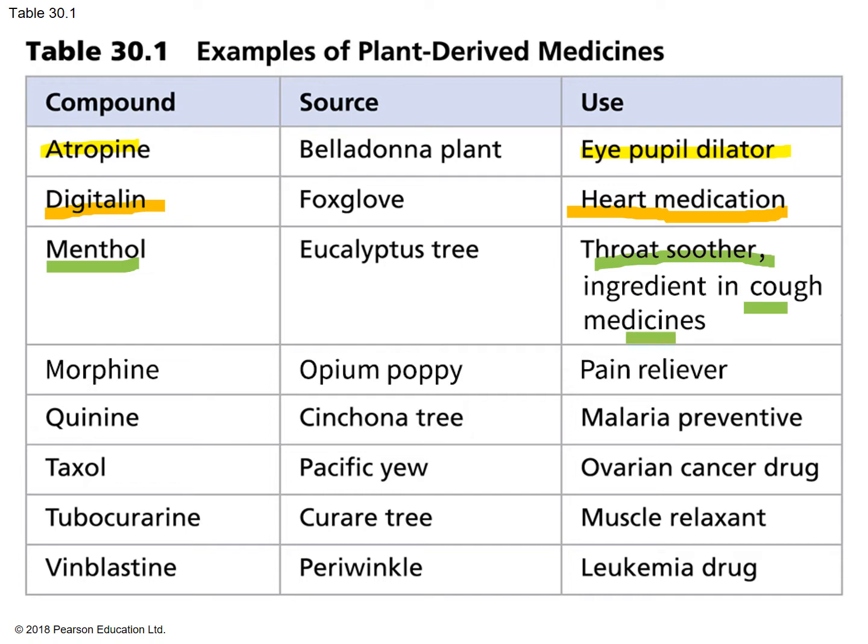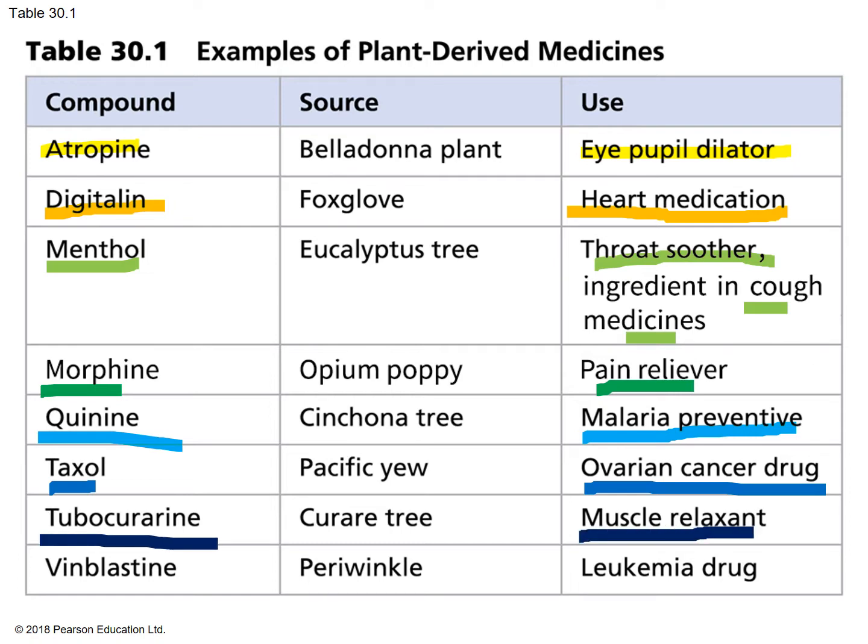Morphine, painkiller or reliever. Quinine, malaria preventive. Taxol, ovarian cancer drug. Tuberculin, muscle relaxant. Vinblastine, leukemia drug, etc.